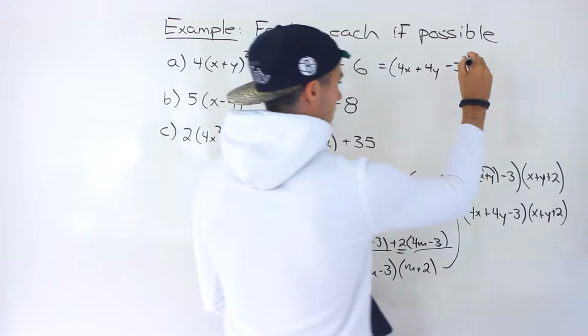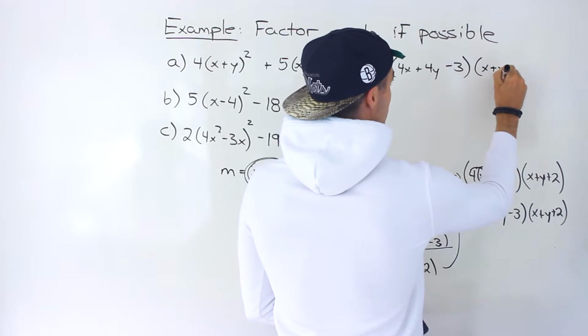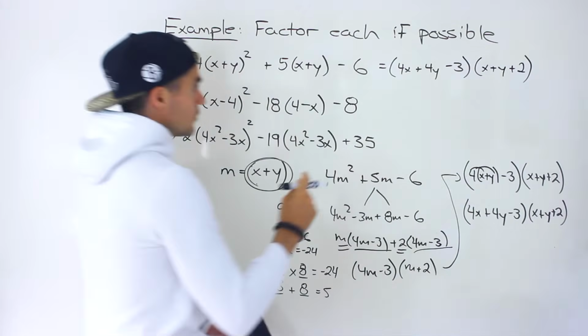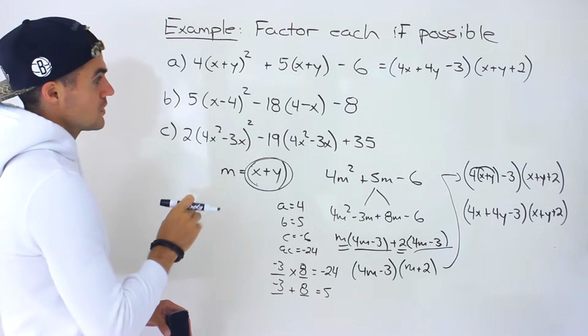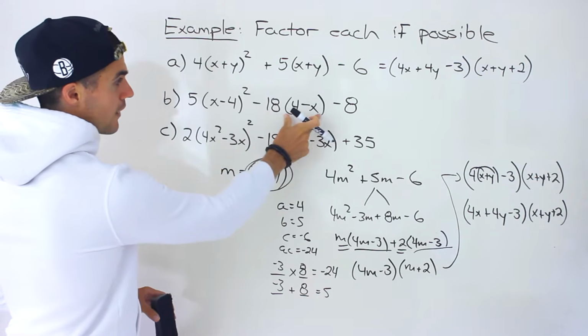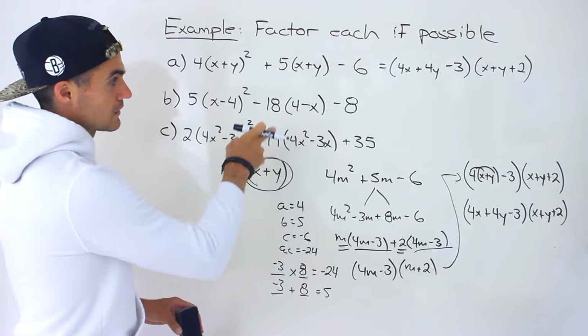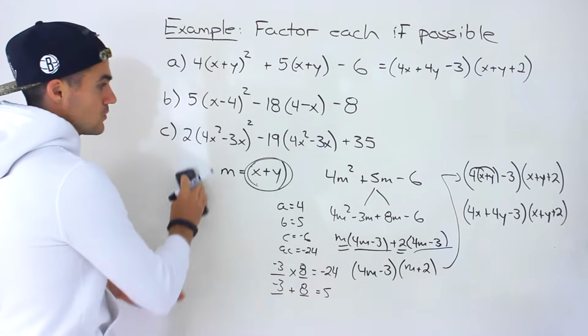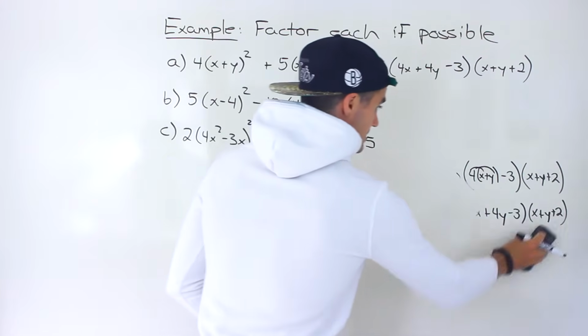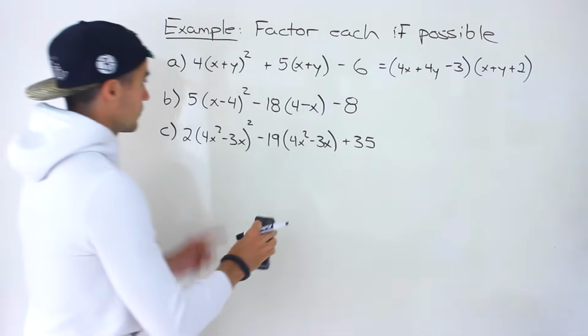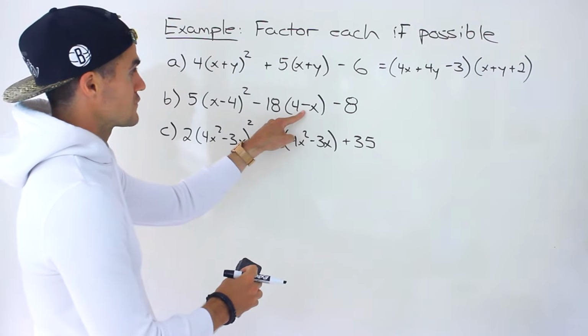Now with the second one, we're actually going to have to do a little preliminary work because we have 5 bracket x minus 4 squared minus 18, and then this bracket is 4 minus x, and then we've got the minus 8. So what can we do here? Well, notice that the brackets are actually different, right? This x minus 4 and then this 4 minus x.